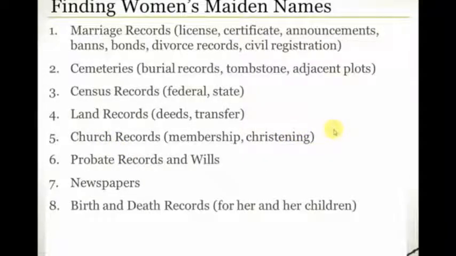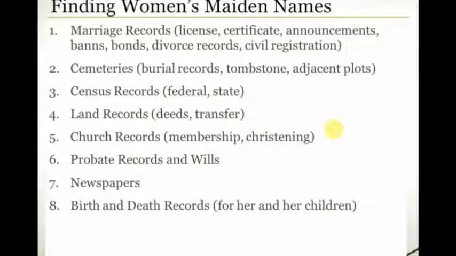Tip number 8, birth and death records. Again, that may seem terribly obvious to some of you, but especially as we get back further in time, birth records are not as readily available. It might be difficult to find a birth record for her, but look for birth records for all of her children, not just the one that you're descended from, and see if the mother's maiden name was recorded there.